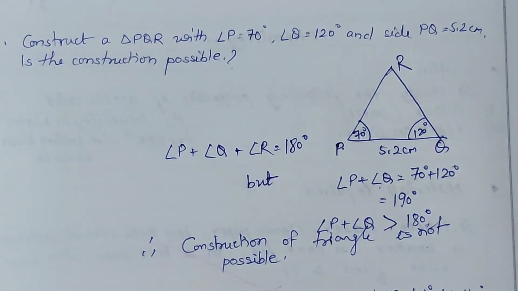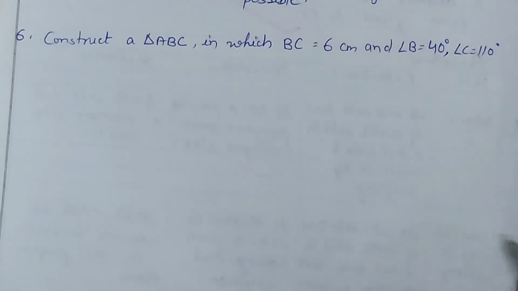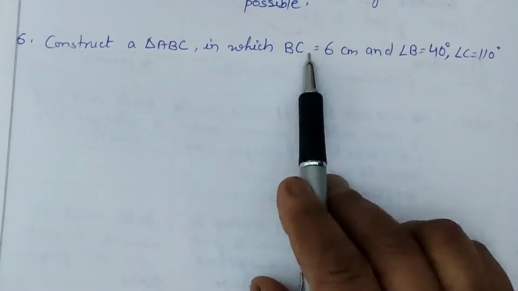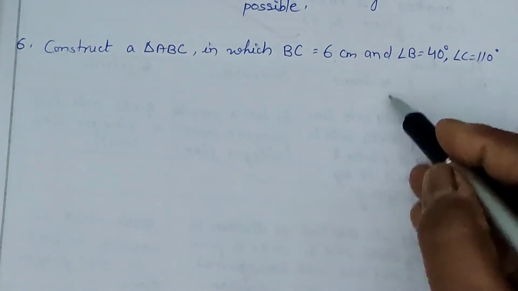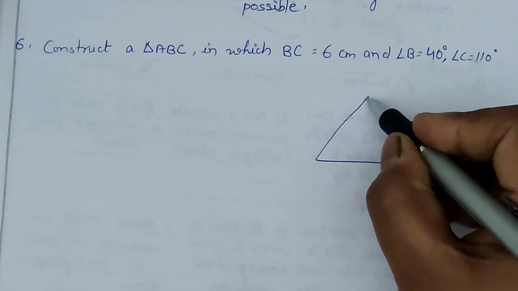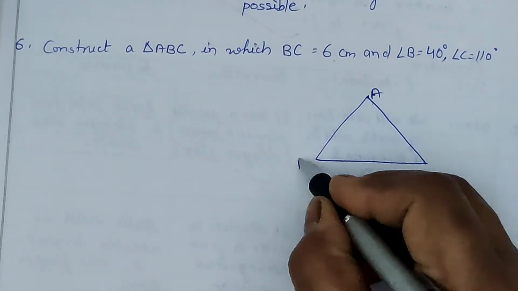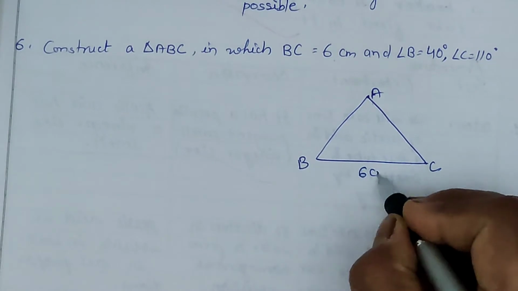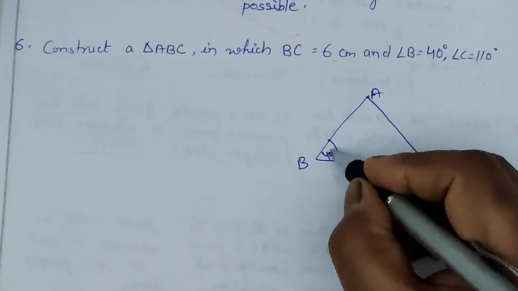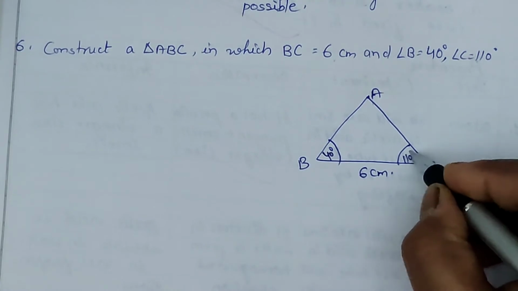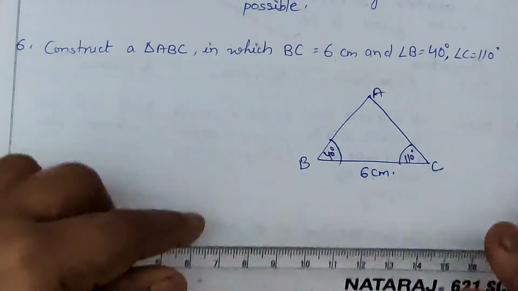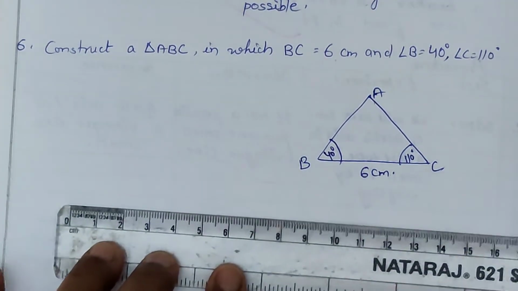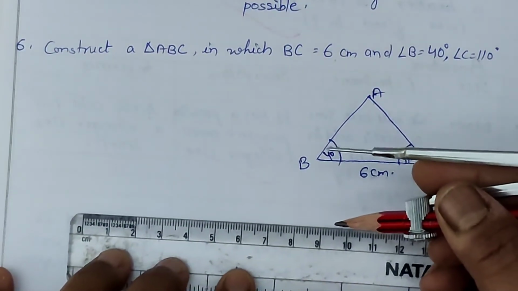Okay. Now the next question. Construct a triangle ABC in which BC equal to 6 centimeters, angle B equal to 40 degrees and angle C equal to 110 degrees. This is the rough figure. A, B, C. BC equal to 6 centimeters, angle B 40 degrees and angle C 110 degrees.